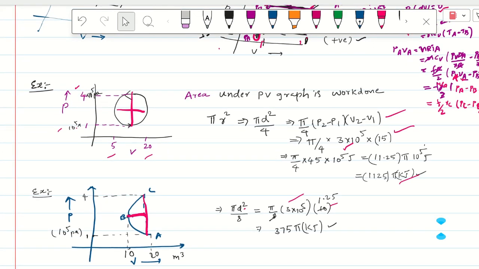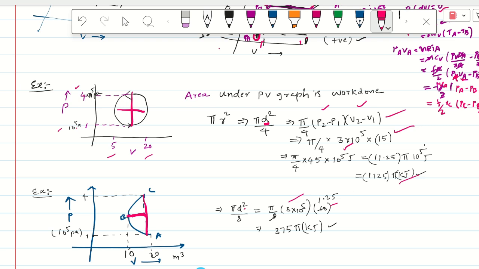So here work done is the energy. How to find out the work done? The area under the PV graph. Here the area is equal to the area of the circle, that is pi d square by 4. Here d square I will write as P2 minus P1 into V2 minus V1. So here also the same, P2 minus P1 into V2 minus V1. D square value, pi d square by 4, pi d square by 8. D I have taken as P2 minus P1 into V2 minus.